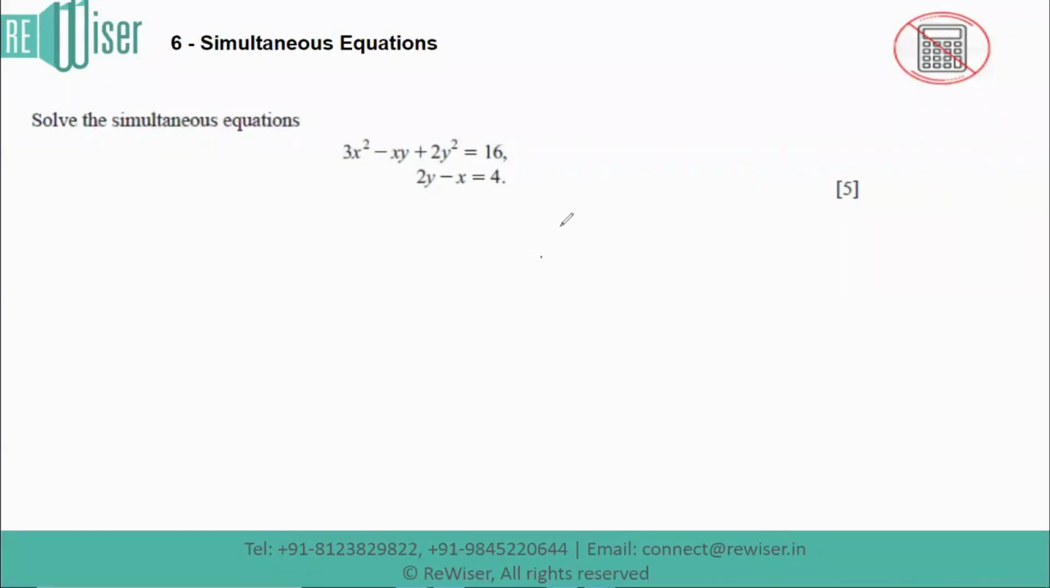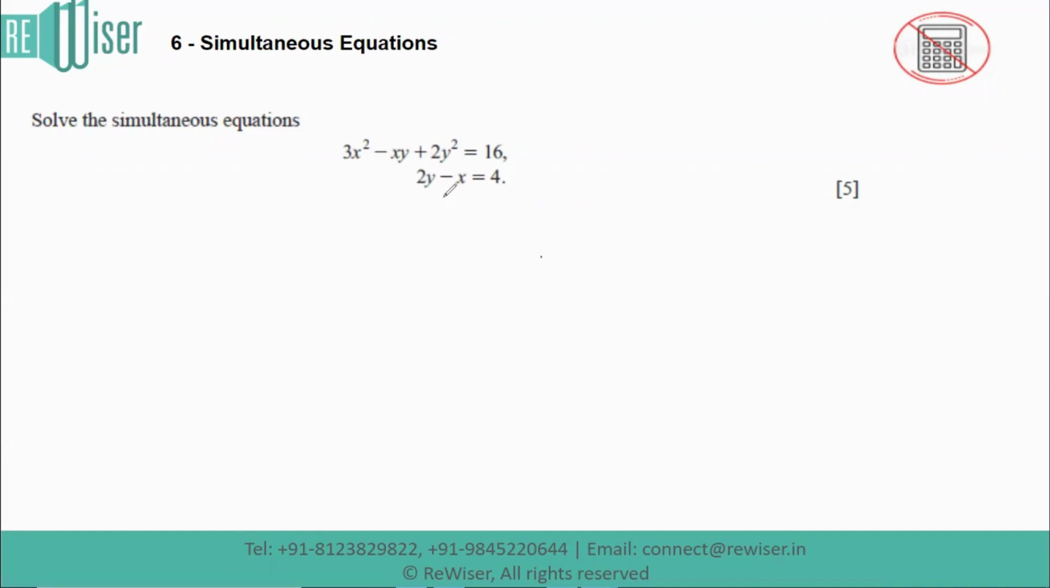This is a question under paper 1 and it's on simultaneous equations. Here we have the two equations and we need to figure out what are the possible values of x and what are the possible values of y. So basically, what are the points of intersection?